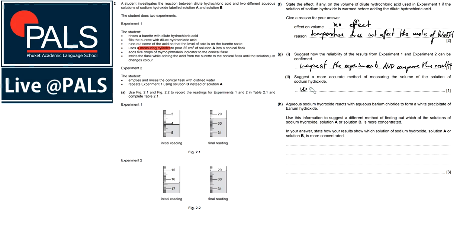Also very important that we write volumetric, which is a pipette that is made to pipette a specific volume. They look a little bit like this, thicker or fatter at one end, and here is the opening, and up here the ball attached, and then here there will be one line, and that line could be specifically 25 cm³. So that is a volumetric pipette, very accurate. Another possibility would be to use a burette to measure the volume. Both of them are more accurate than a measuring cylinder.